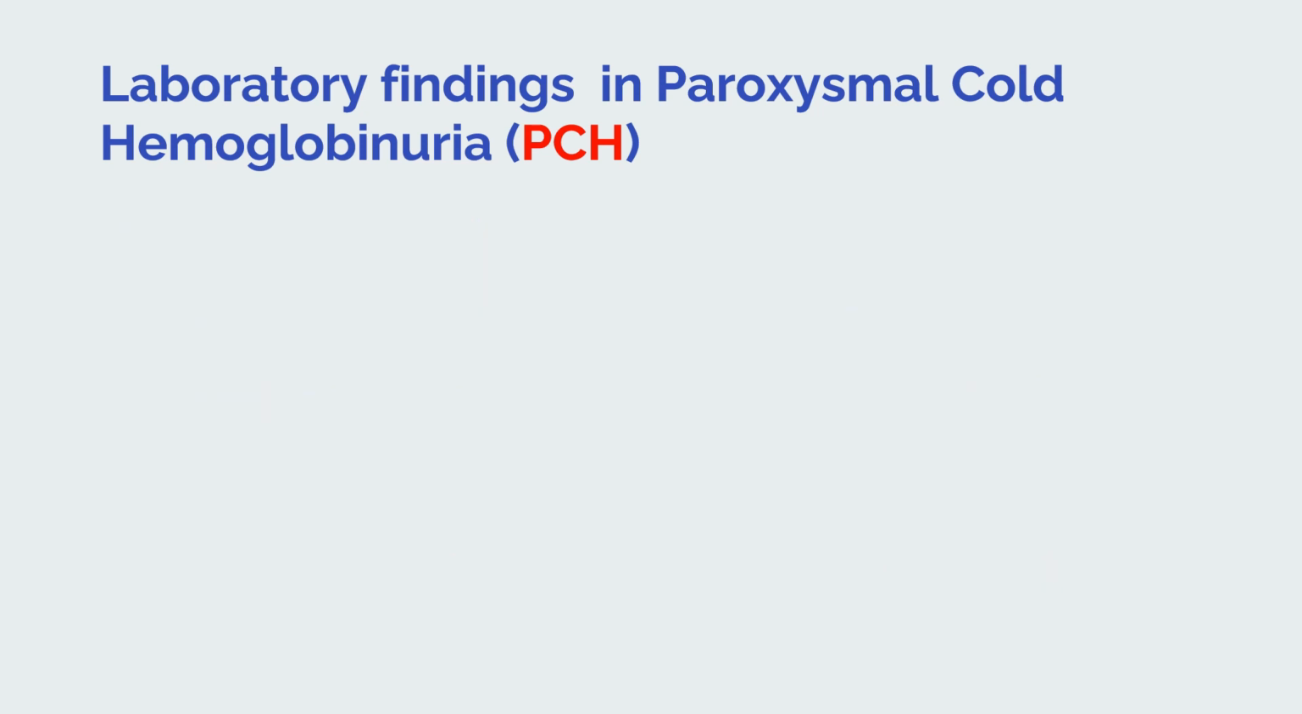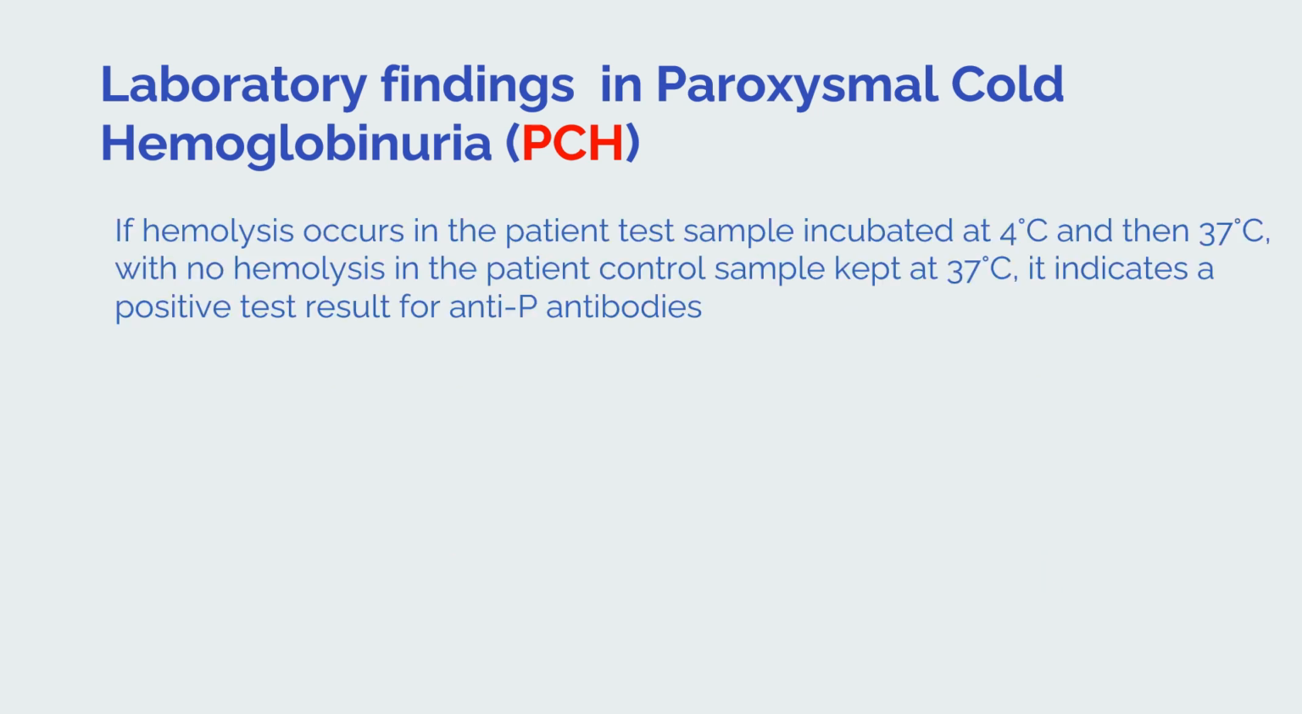Now, here's where things get interesting. If hemolysis occurs in the patient test sample incubated at 4 degrees Celsius and then 37 degrees Celsius, with no hemolysis in the patient control sample kept at 37 degrees Celsius, it indicates a positive test result for anti-P antibodies. In simpler terms, this means that the anti-P autoantibody is present.